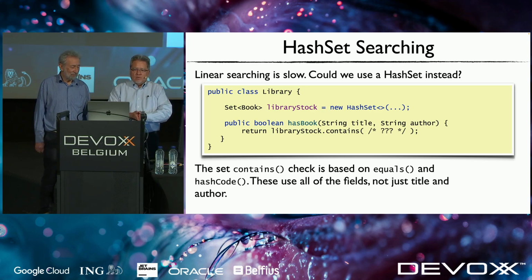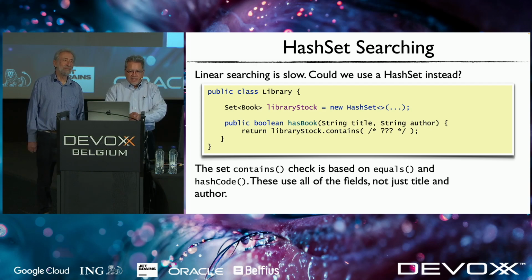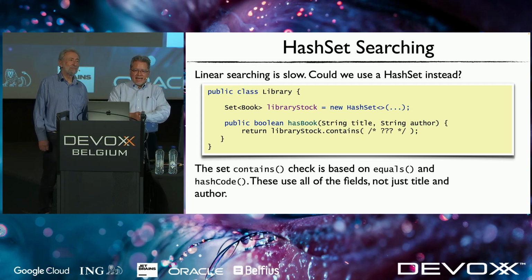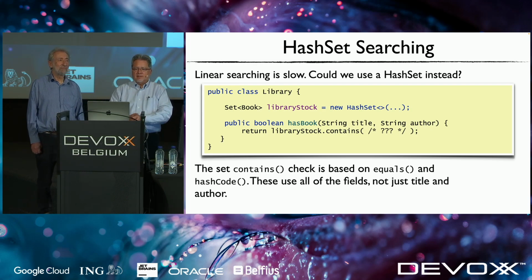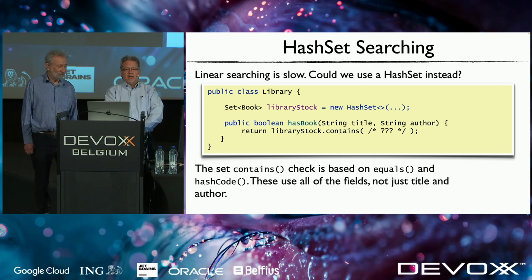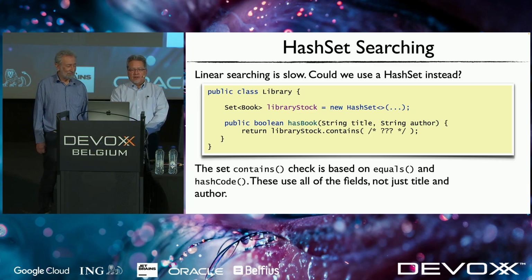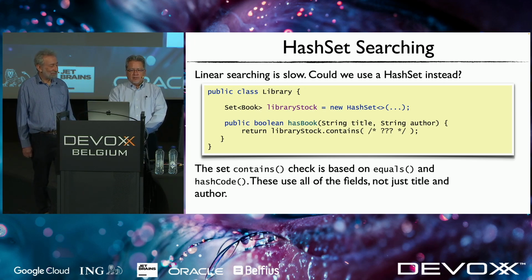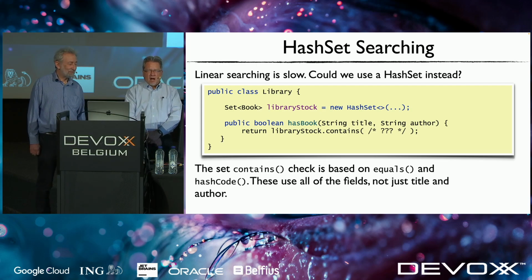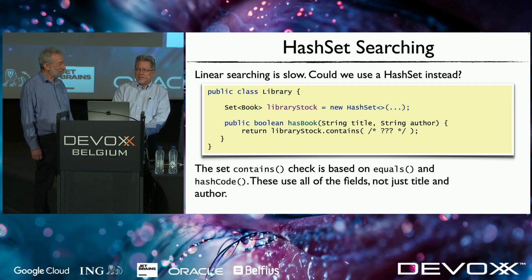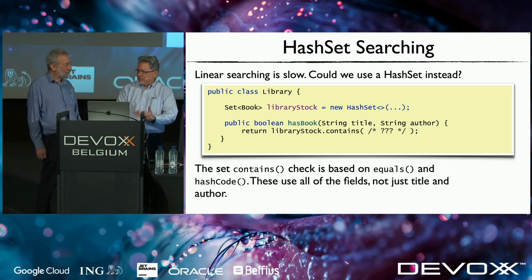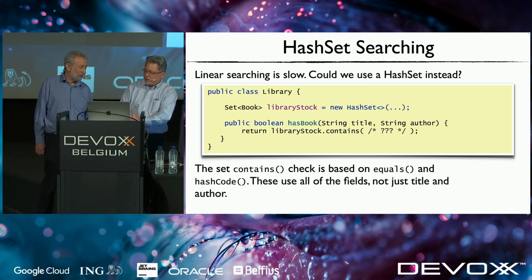Okay, so let's redesign our library around a HashSet. So our library is now a set of books instead of a list. We create a HashSet and add all the books to it. And now let's write our hasBook method. So we take a title and an author, and now we're kind of stuck, because we have a set of books, but we have a title and an author. So how do we search a set? We can't do contains because there's nothing that takes two strings.